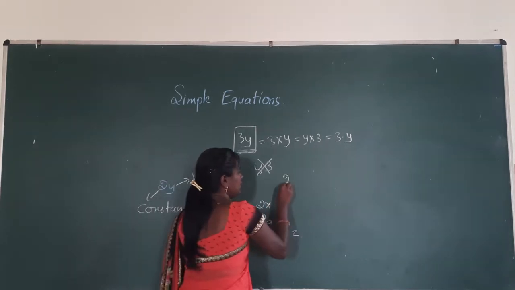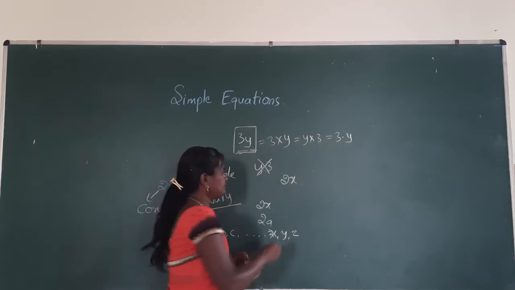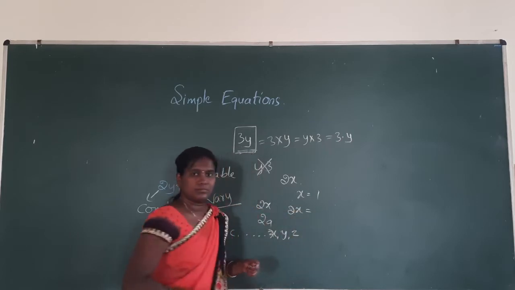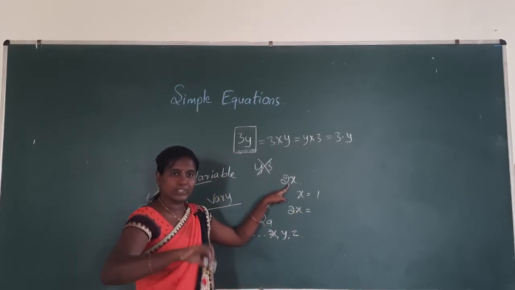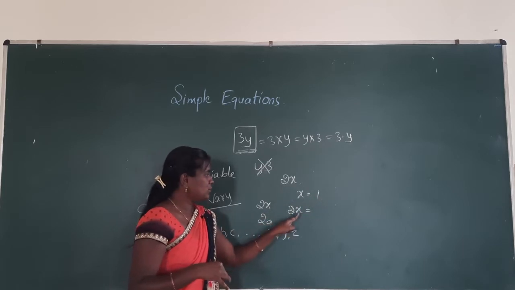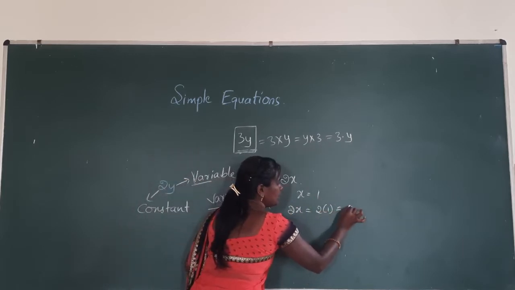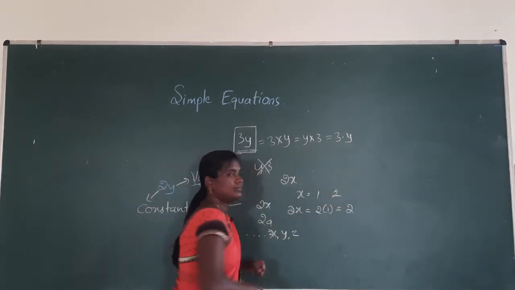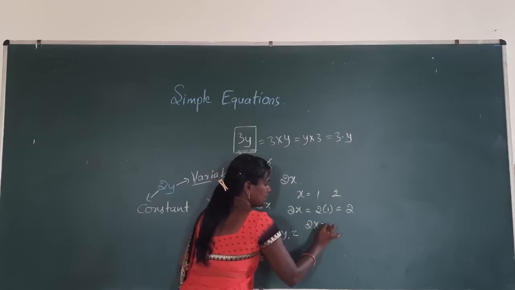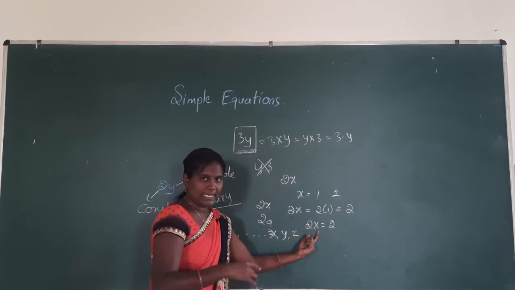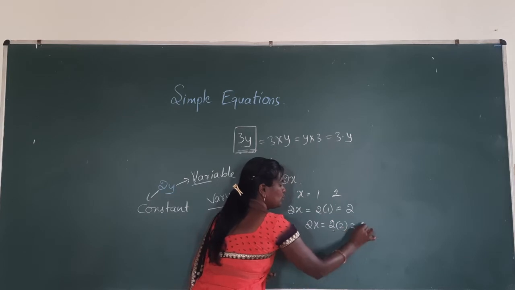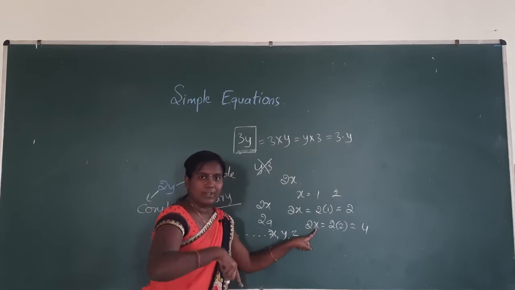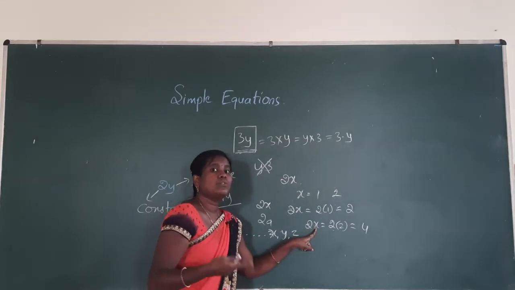I am considering 2x. I want to give x as 1. Then what is the value of 2x? 2x is given. I want to take the value of x as 1. Then 2x is equal to 2 into 1 is equal to 2. Now I want to change the value of x to 2. Then 2x is there. x is multiplied here, so the value of x is 2. 2 2s are 4.